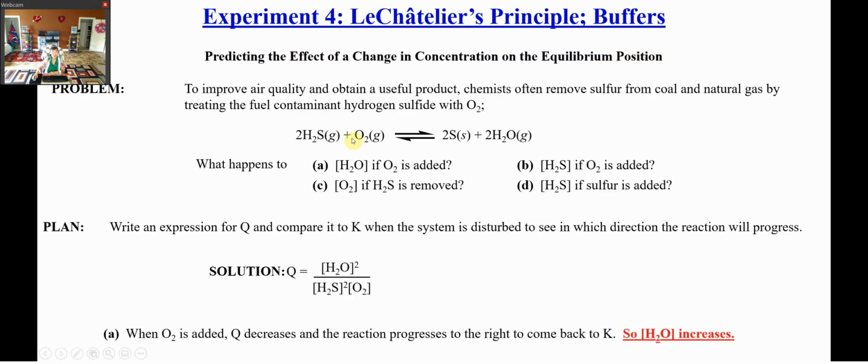So that's the example. Let's take several examples. We are going to predict. So what's the effect of a change in concentration on the equilibrium position? Our problems include several of them.